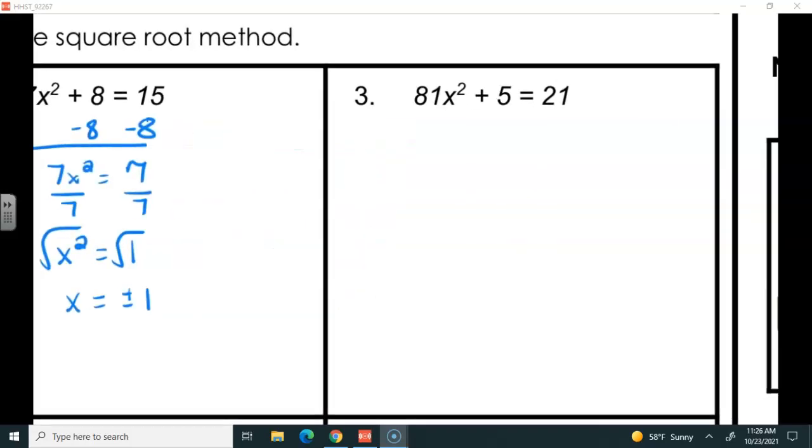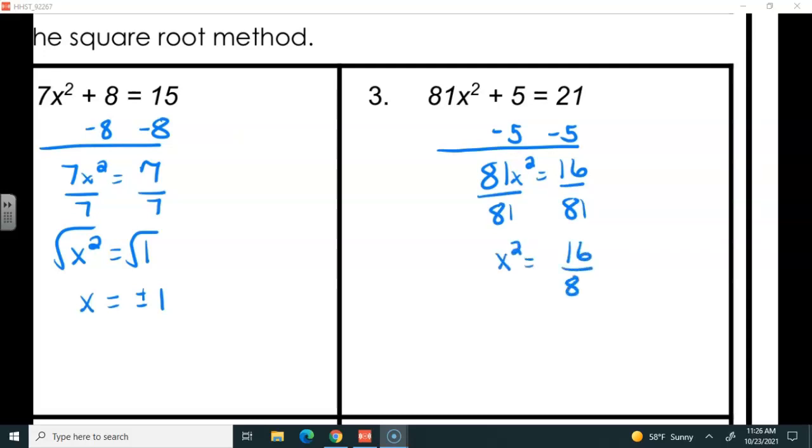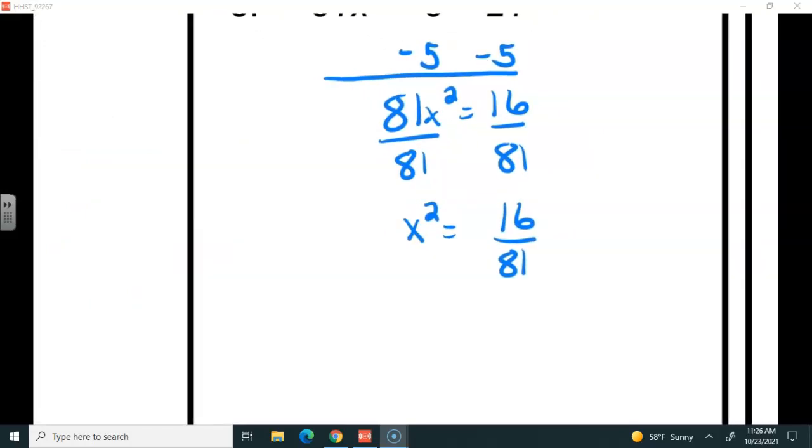Here I'm going to let you try it first. So pause the video and try it and come back and check your answer. So we're going to subtract 5. Divide by 81. Okay, so we can do fractions. We did this in Unit 2. So we're going to square root both sides, and x equals plus or minus the square root of 4 over 9.